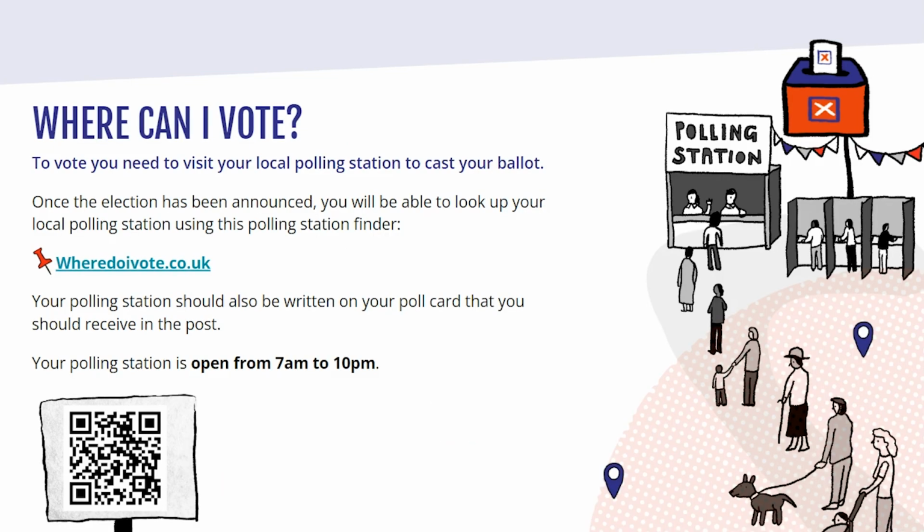Where can I vote? To vote, you need to visit your local polling station to cast your ballot. Your polling station will be written on your poll card that you will have received in the post. Your polling station is open from 7 a.m. to 10 p.m. to give people a great opportunity to be able to vote. If you're not sure where your local polling station is, scan this QR code now.